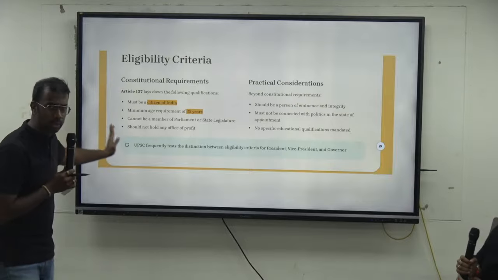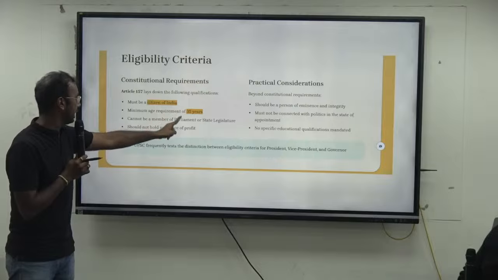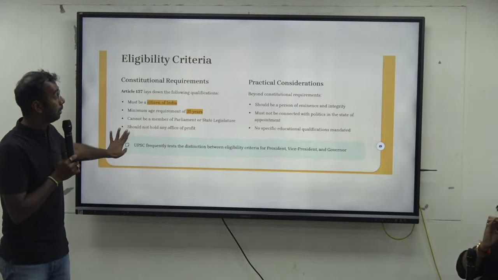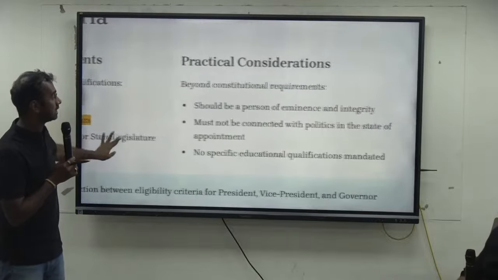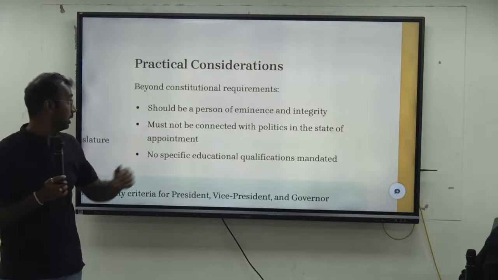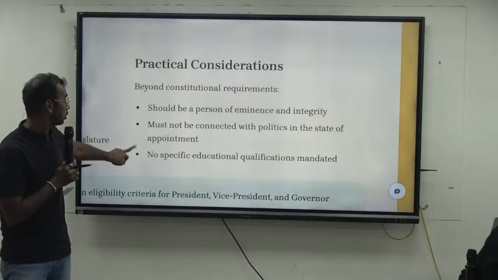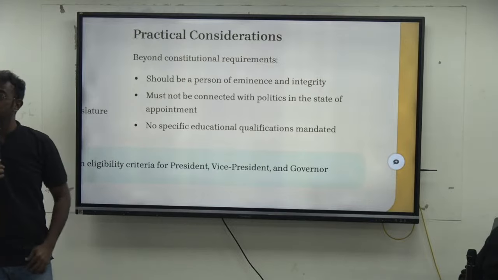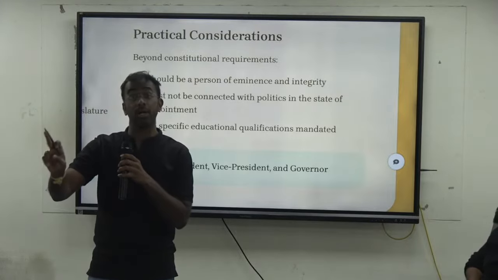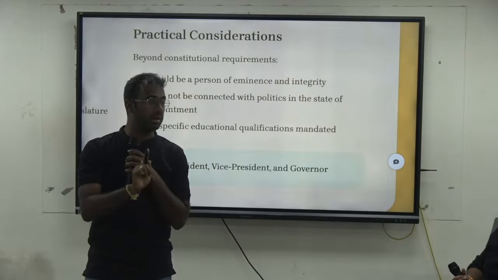So again, you should know what the eligibility criteria are to become a governor. Only two things: citizen of India and 35 years of age, and should not hold any office of profit. But there are some guidelines that the governor should not belong to the same state. Governor should be a person of eminence and integrity, and no specific educational qualifications have been mandated. You observe, it is a tradition that a person from the same state is never appointed as governor of the state. Those are all Nehruvian guidelines, but not mentioned in our constitution.